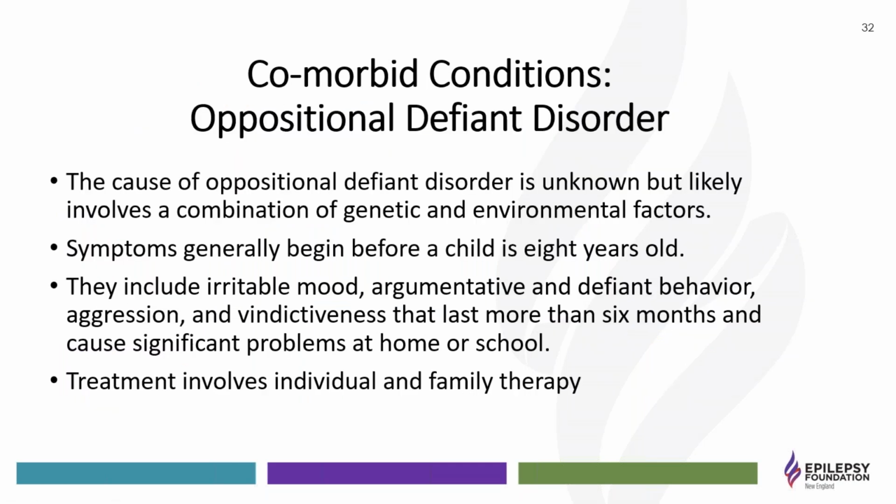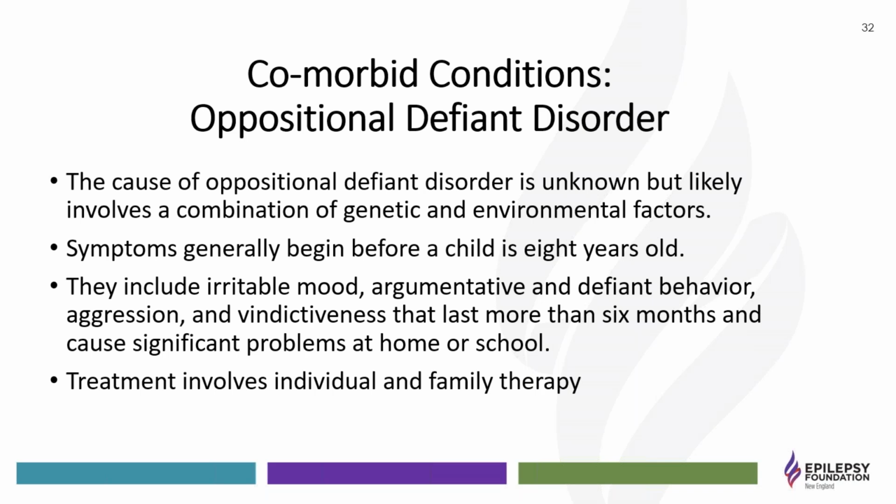All right, promise there aren't too many more. So out of the wide list of what can happen and coexist with epilepsy, we have oppositional defiant disorder, which again, we don't know why it happens, but there are some environmental as well as genetic factors. You typically will see them begin before a child is 8 years old, and everything is an issue.